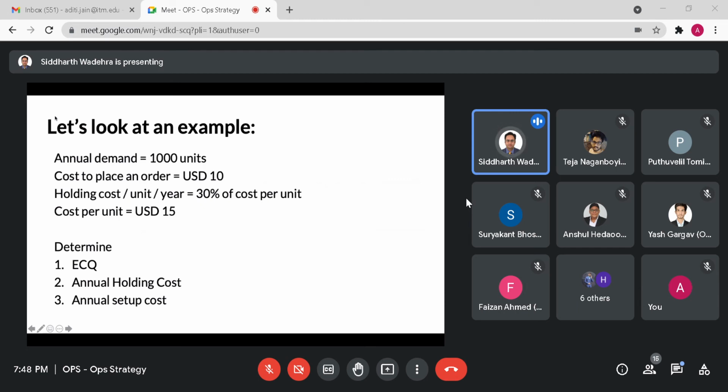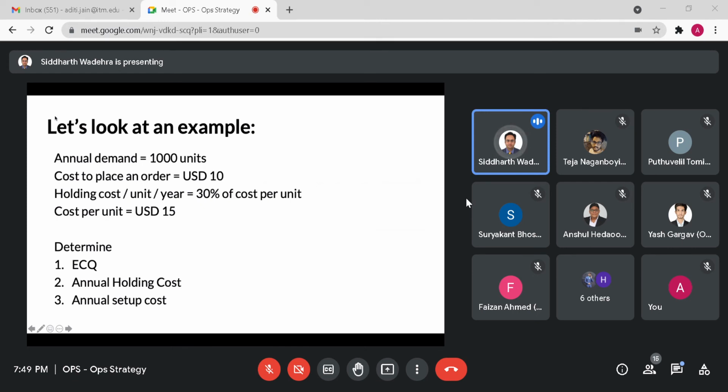The cost to place an order is $10, and every time you place an order, you incur a cost of $10. The holding cost is 30% of the cost per unit. Obviously, this includes more than the interest on the investment that you will have to carry on the inventory. So it's a little bit more than that, and that's why it's 30%. The cost per unit is $15.